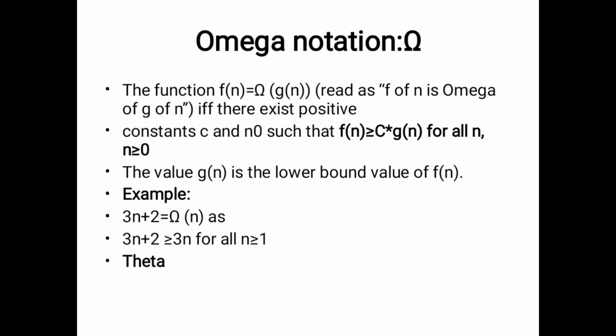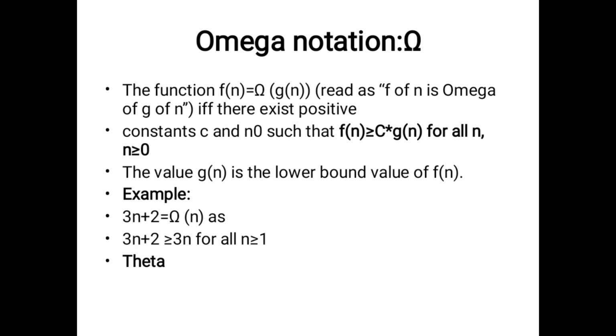Next one is big omega notation. This is the second one, big omega notation. Big omega notation is indicated by the omega symbol, and it represents the best case time complexity. It takes the minimum amount of time to run an algorithm. Hence it is a lower boundary representation. It takes the minimum time, so it represents the lower boundary of f of n.